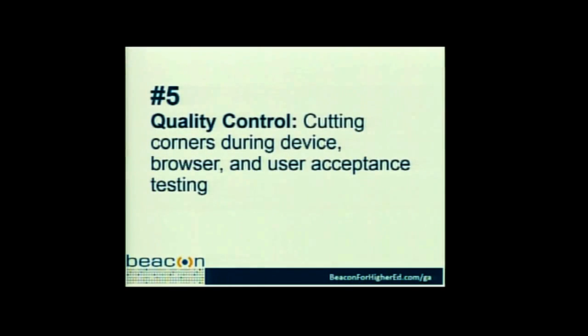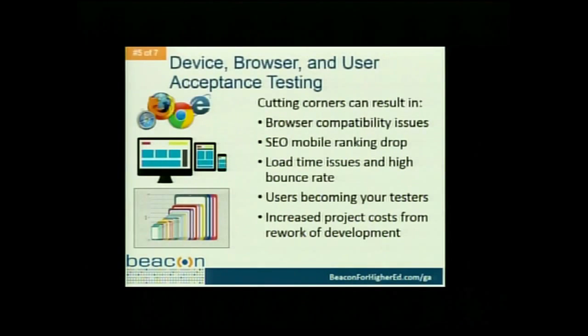So the fifth one, we're going to get onto the design and development side. And this one is for quality control, if you're cutting corners during device, browser, and/or user acceptance testing. So here's what could happen if this is a place where you cut corners. Number one, you're going to encounter browser compatibility issues. Number two, your mobile ranking specifically for SEO could drop if you're not paying attention to device testing. You could create load time issues and a high bounce rate due to the load time issues.